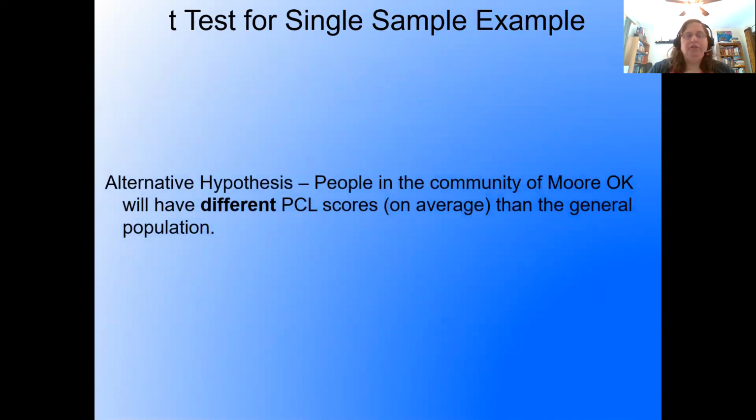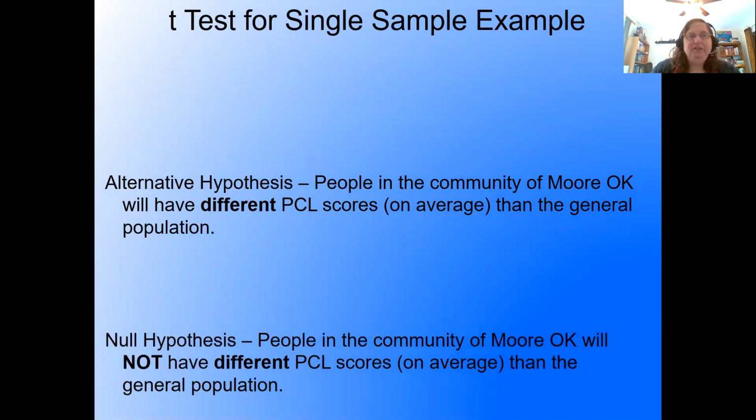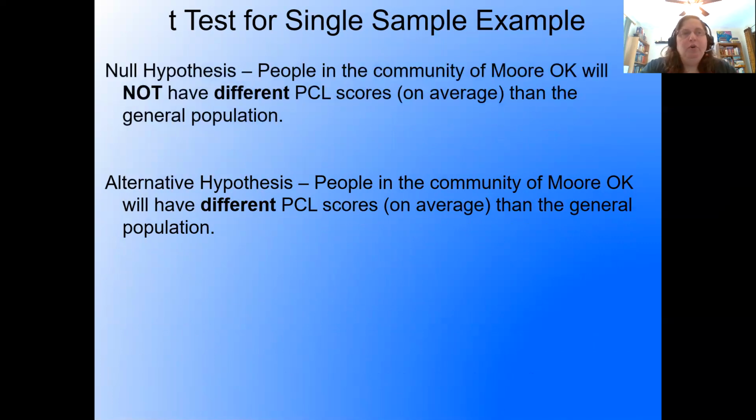So the alternative hypothesis looks pretty much the same. People in the community of Moore, Oklahoma will have different PCL scores on average than the general population. And the null hypothesis is that people in the community of Moore, Oklahoma will not have different PCL scores on average than the general population.